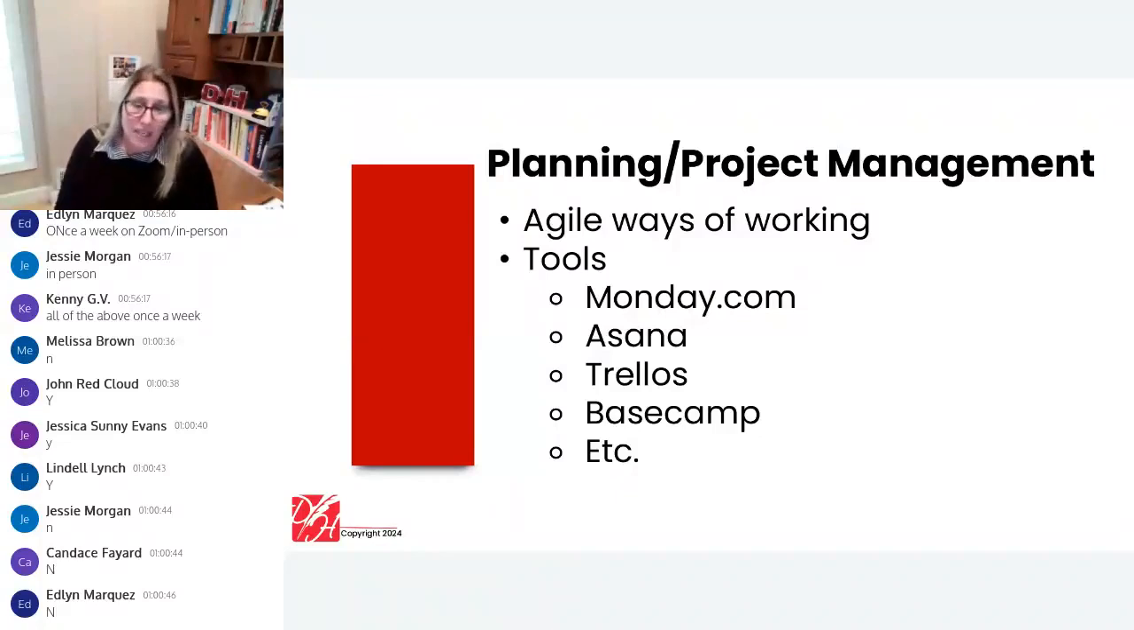On the screen, I have a few different types of tools that sometimes get used for project management. I'm curious from all of you, not just those of you that said project management in the chat, how is it that you manage what work you have to do?